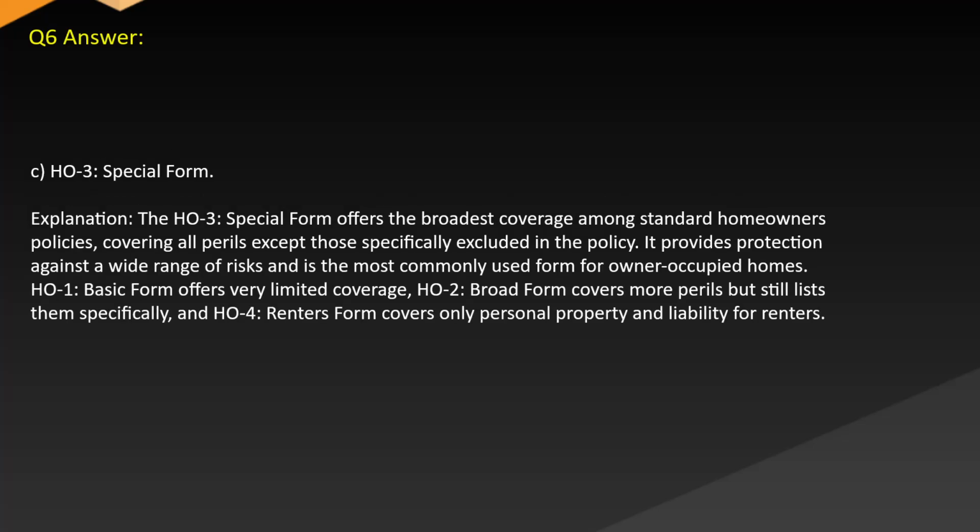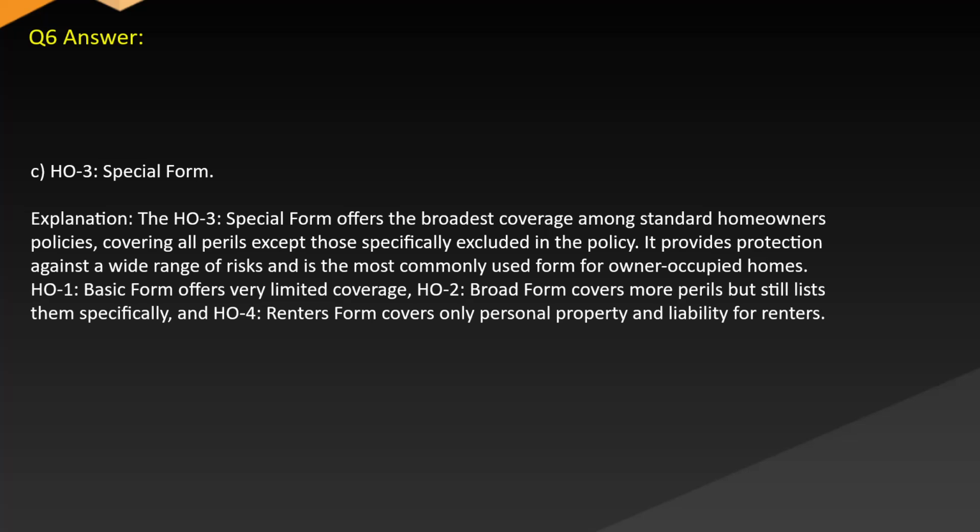Answer: C. HO3, special form. Explanation: the HO3 special form offers the broadest coverage among standard homeowners policies, covering all perils except those specifically excluded in the policy. It provides protection against a wide range of risks and is the most commonly used form for owner-occupied homes. HO1 basic form offers very limited coverage.